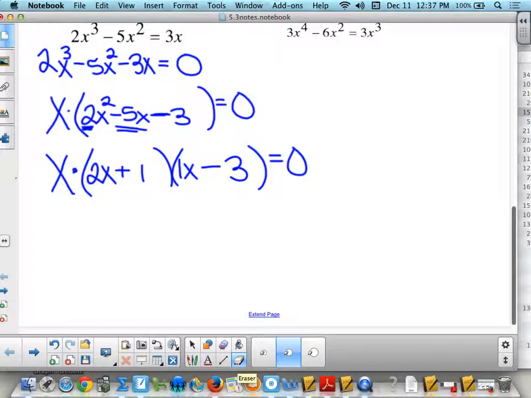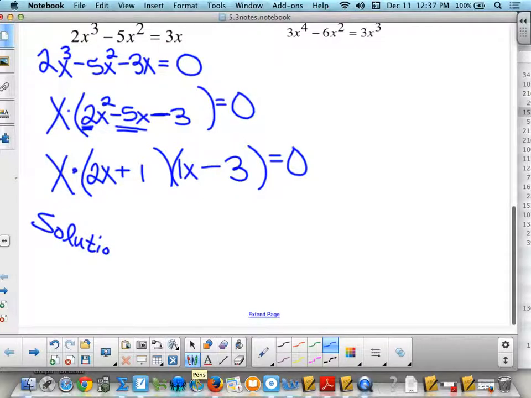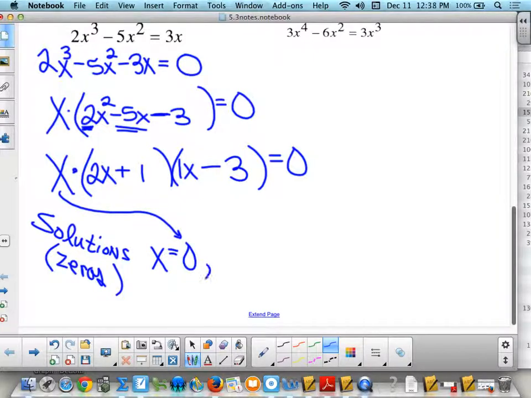Okay. I've got my 1, 2, 3 factors. You know what I don't have? I don't have what? Solutions. And by the way, solutions are also called your what? They're just your x-intercepts. They're your zeros. Tell me this one. 0. Yeah, that's a 0.